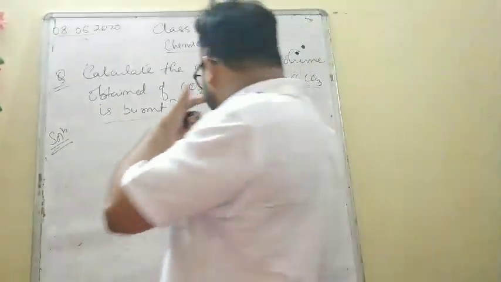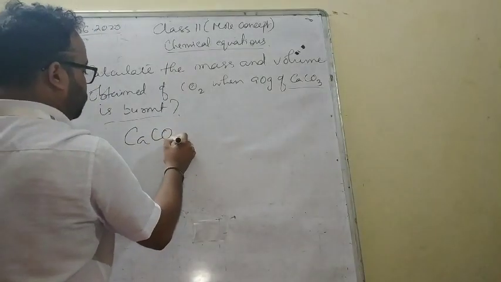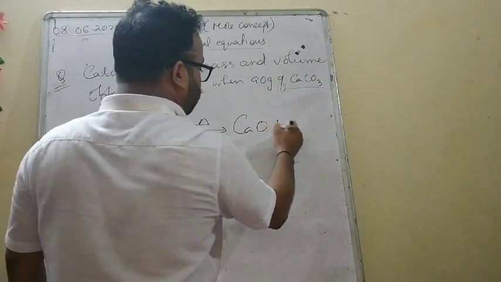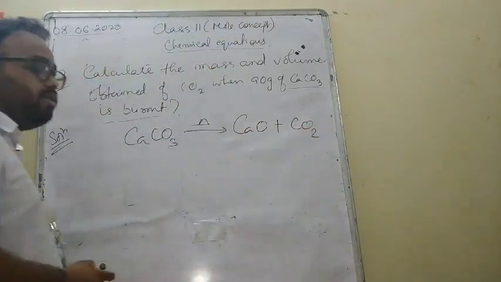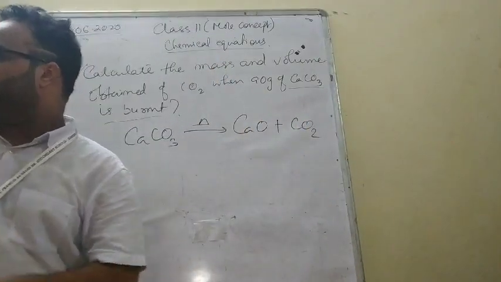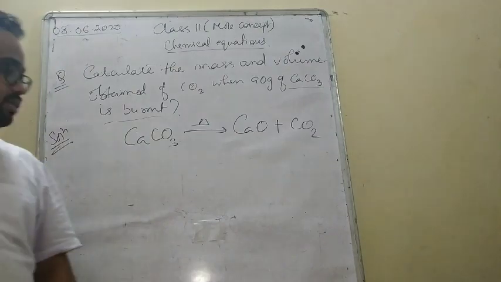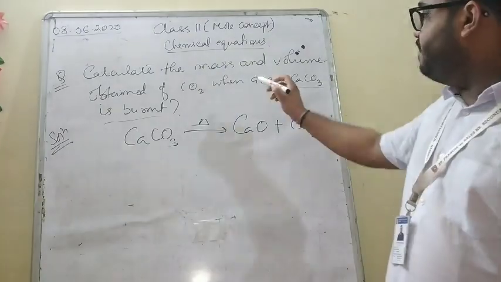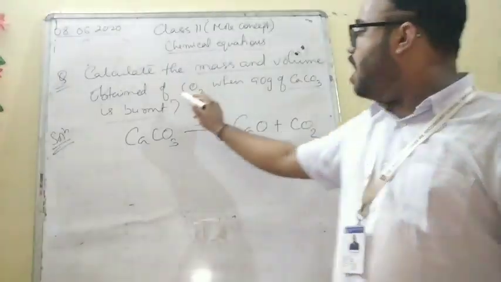So if you make the equation, then CaCO3 burnt, you get calcium oxide plus you get carbon dioxide. Now what have they asked, my dear? They have asked you what? Mass and volume of what?